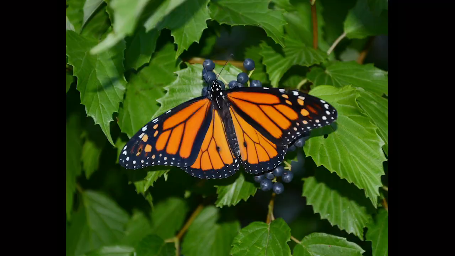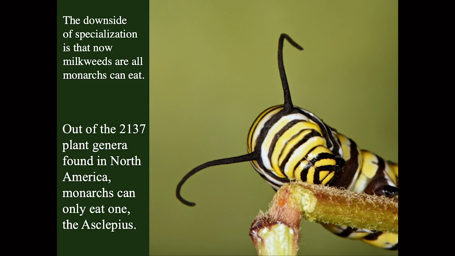The monarch has figured out over evolutionary time how to eat milkweeds without dying. But in spending all that time figuring out how to get around the defenses in milkweed, they haven't spent any evolutionary time developing adaptations to get around the tannins that are in oaks, or the cucurbitacins in cucurbits, or the nicotine in tobacco, or the cyanide in cherries. Every plant lineage has defensive compounds, and the monarch can only get around one. We have 2,137 plant genera in North America, and the monarchs can only eat one.